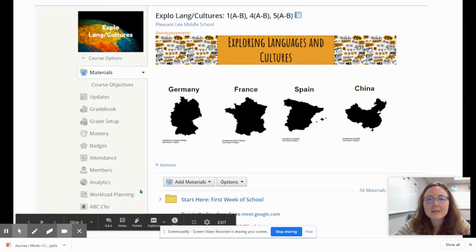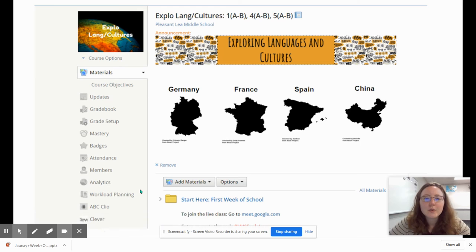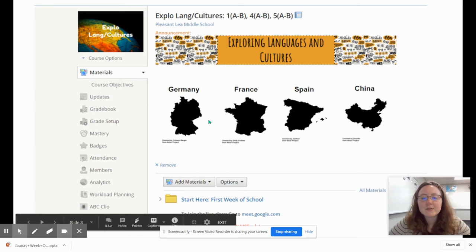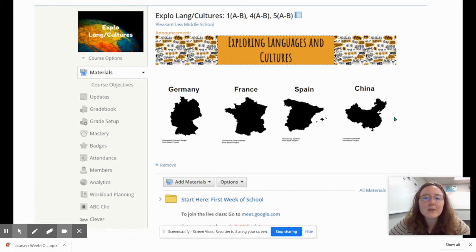All right, so let's go into our classroom. The first thing we see up here is these 4 buttons: Germany, France, Spain, and China. If you click on one of those buttons, that will take you to a folder that has all the materials and resources for that language. We're going to be starting out with German on Monday, and so everything we do related to German will be posted in that folder and organized by date.